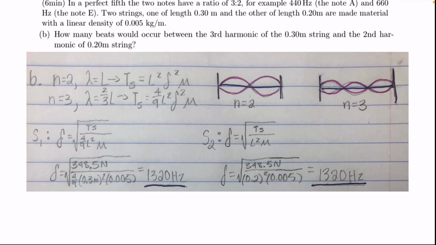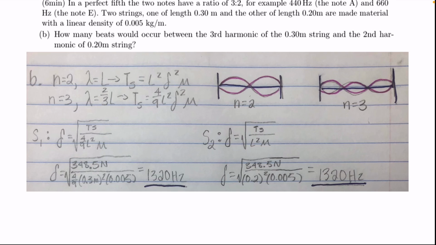Part B is asking how many beats would occur between the third harmonic of the 0.3 meter string and the second harmonic of the 0.2 meter string. So the key thing to remember here, and you can see these in the pictures, is that wavelength significantly changes for the second and third harmonic. So for the second, you can see wavelength now equals L, which is going to affect our tension equation to now make it L squared times frequency squared times linear density.